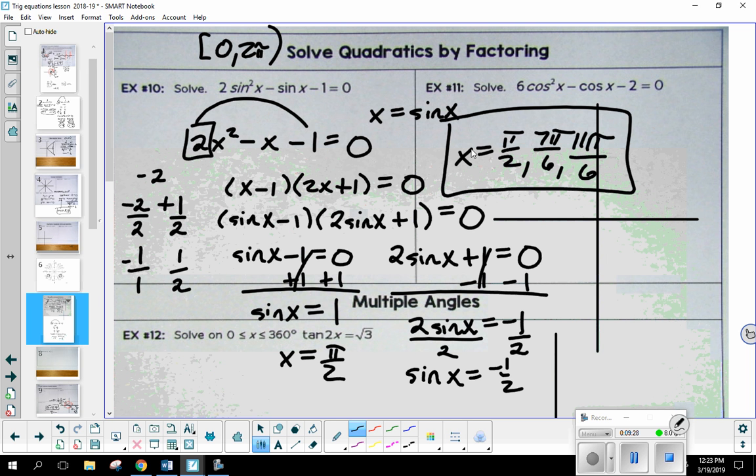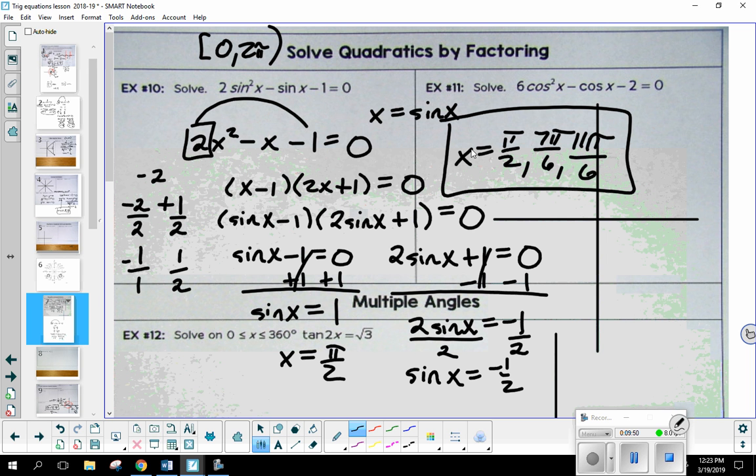Okay. So the only difference with these is you're just solving a quadratic. Does that make sense? Okay. So with these quadratics, with the 3 terms, we can't just pull out the GCF as we've been doing. Okay, let's try number 11.